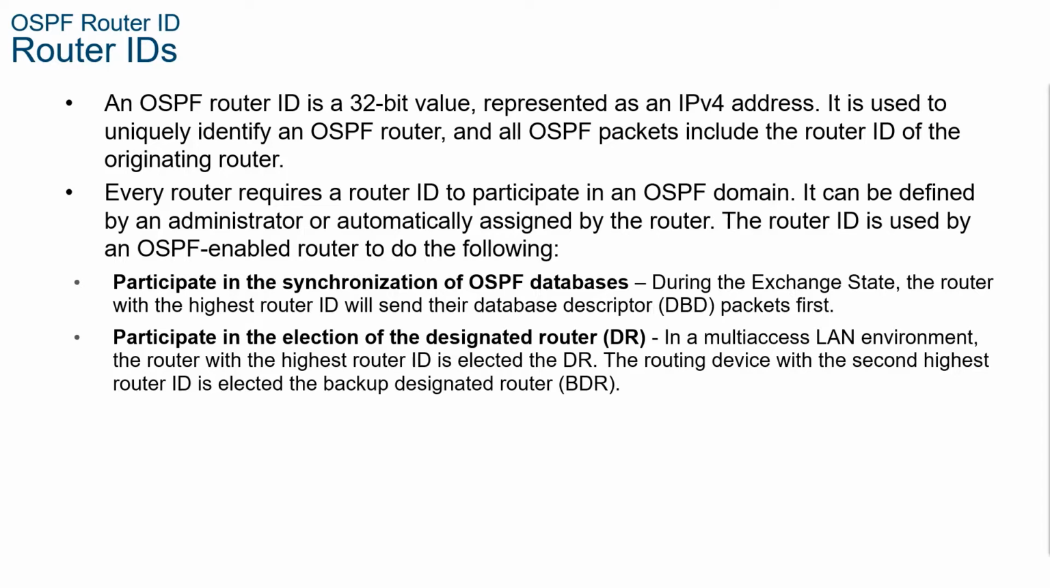The router ID is used by an OSPF-enabled router to do the following. First, participate in the synchronization of the OSPF databases. During the exchange state, the router with the highest router ID will send its database description, or DBD, packets first. Next, participate in the election of the designated router or DR. In a multi-access LAN environment, the router with the highest router ID is elected the DR. The router with the second highest router ID is elected as the backup designated router or BDR. The routers that are not the DR or BDR are known as DROTHERs. Take note that DR and BDR election is discussed in more detail later in this module.